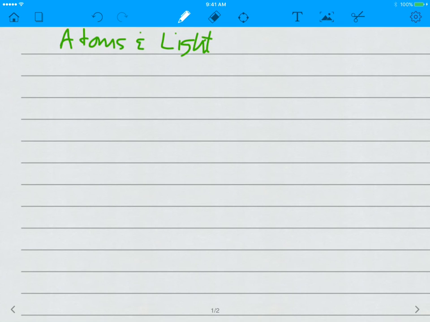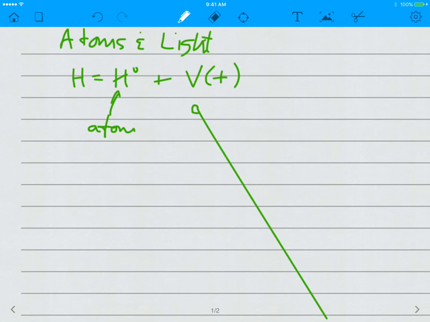So the basic thing that's going on here is we add to our Hamiltonian for the atom some time-dependent perturbation V. It might be something like E z E of t, for example, if we were talking about light.